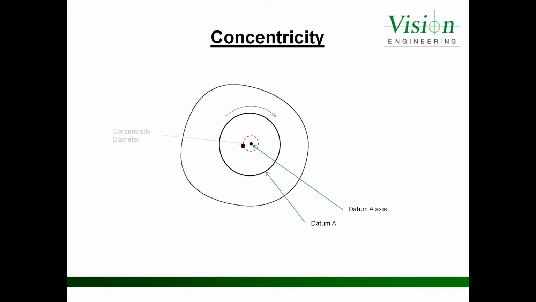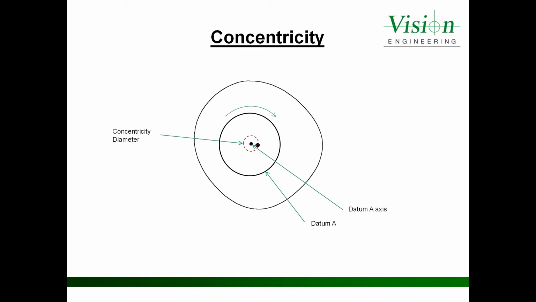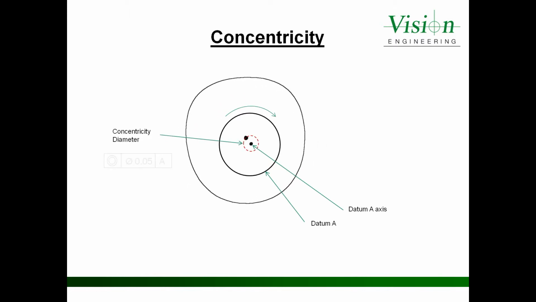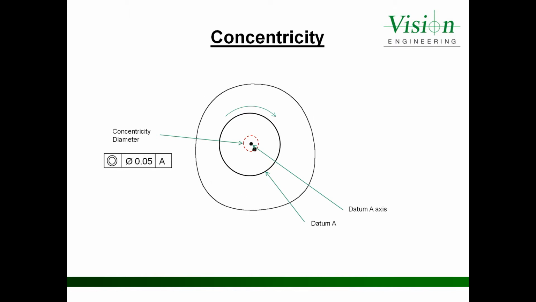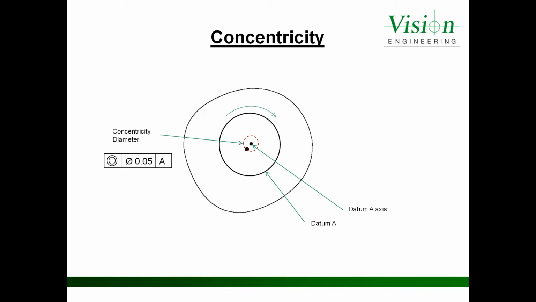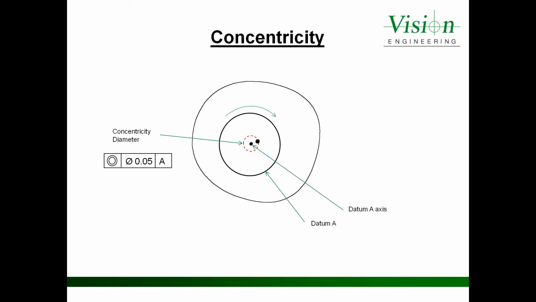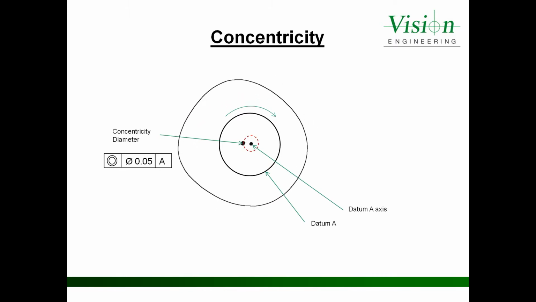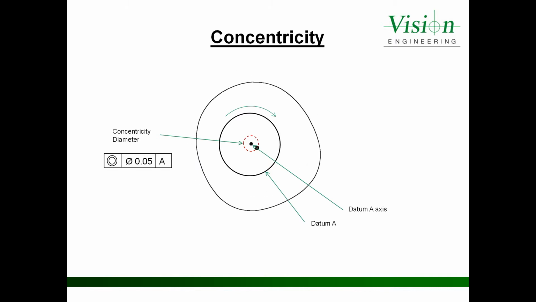It is this diameter which is known as the concentricity diameter, and providing that this diameter is no greater than the tolerance specification of 0.05, then we're within tolerance. If it's outside of this diameter size, then we're out of tolerance.